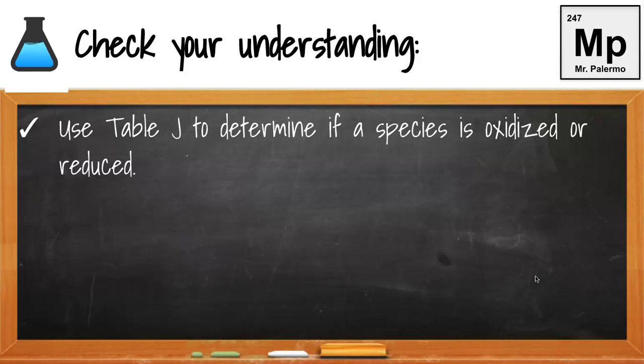So let's check your understanding. Can you use Table J to determine if a species is oxidized or reduced?